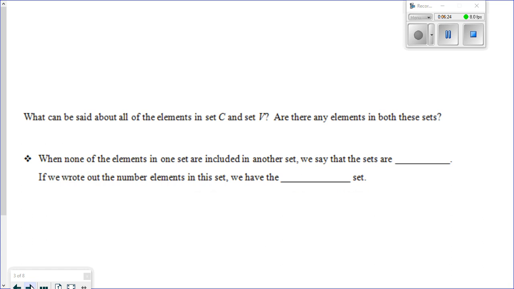What can be said about all of the elements in set C and set V? They do not have any elements in common.